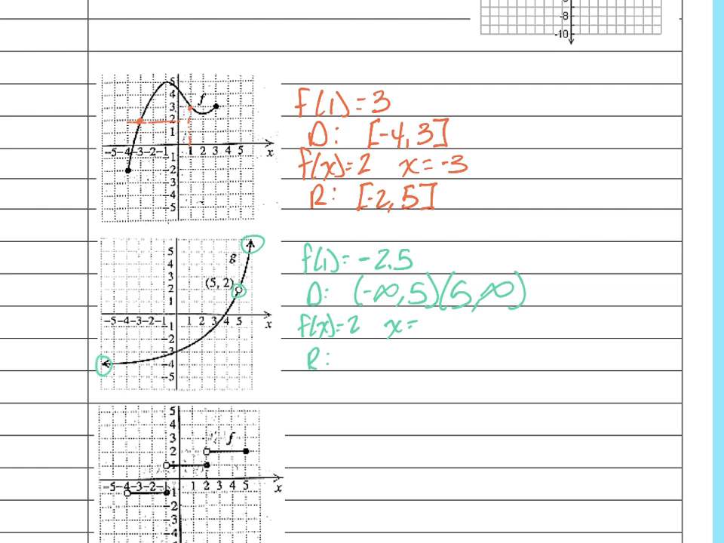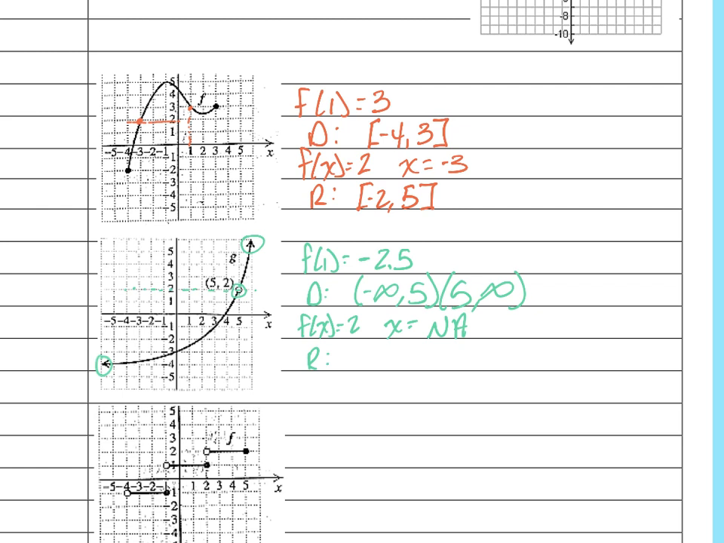Okay? And then f of x equals 2. So when y equals 2, what does my graph equal? Well, nothing, because it's open. It's not included at y equals 2, so there's nothing there.